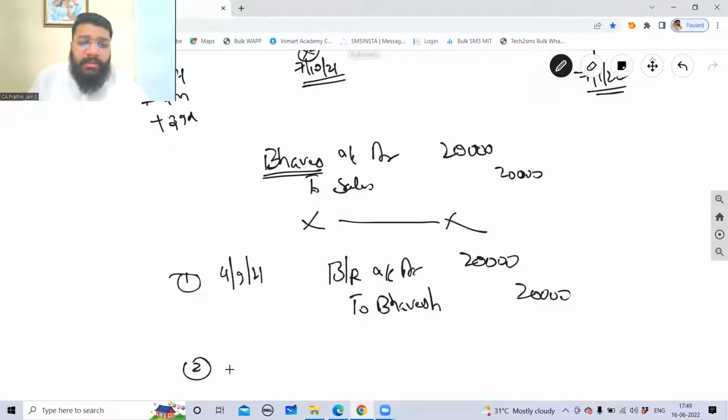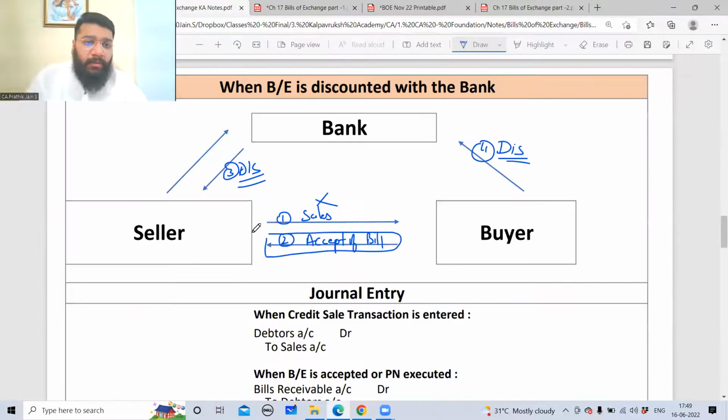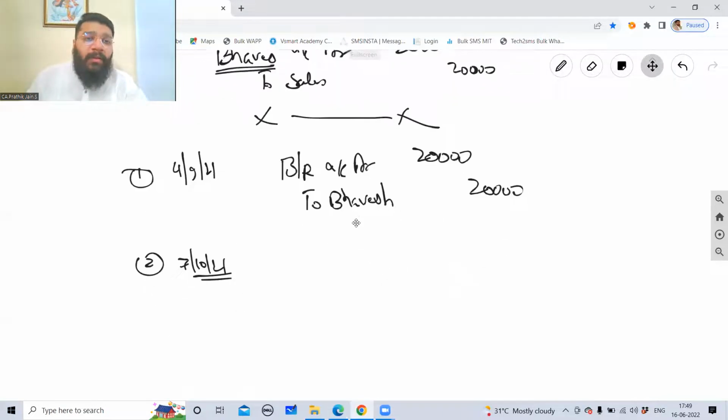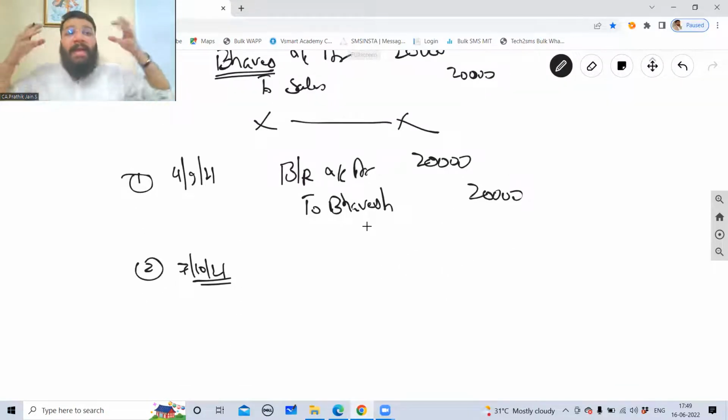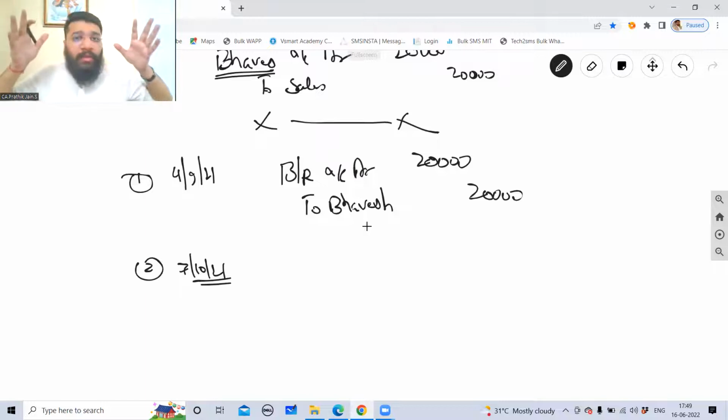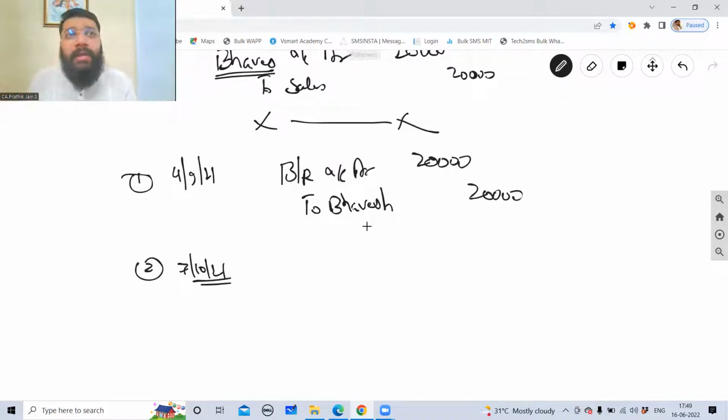Next is on 7/10/21. The next transaction is on 7/10/21. We are discounting the bill with the bank. When I'm discounting the bill, guys, from my hand, my asset is going out. When an asset is going out, will I debit or credit the asset? So bills receivable is going out, so I'll credit. So to bills receivable. Bills receivable is credited with what value? 20,000. Obviously, bills receivable debit 20 means credit will be 20.